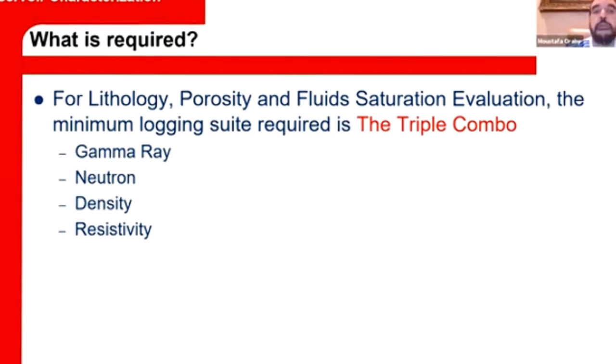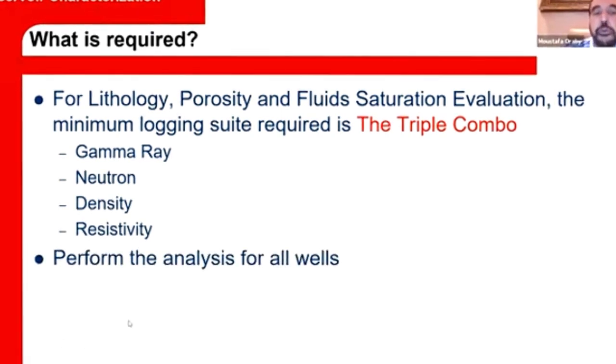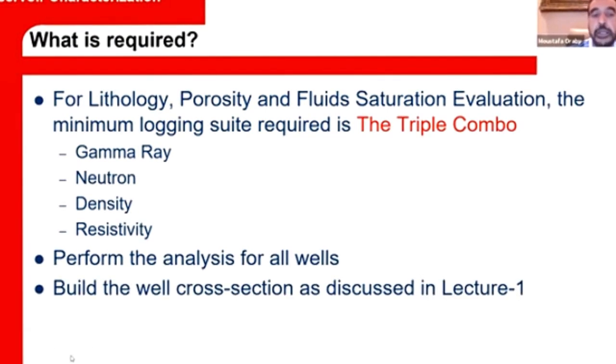All right. Okay. Perform the analysis for all wells. So you do well by well first. Then you start looking at the field-wide, how my lithology, how my reservoir is deposited, what is the connectivity between layers, is there a fault here, fault there. We talked about this last time, but today we need to look at how we identify this lithology, as I said, by our bare eyes. Then build the cross-section, as we discussed in lecture 1.